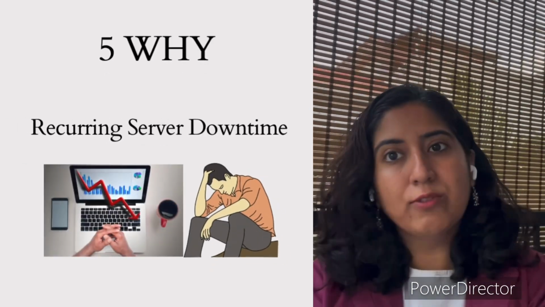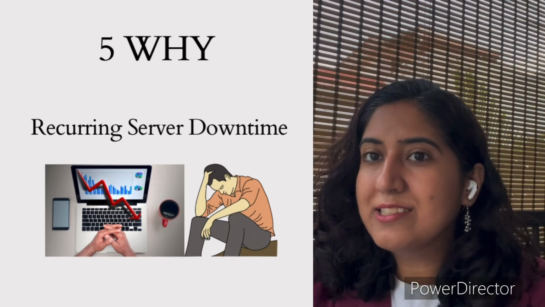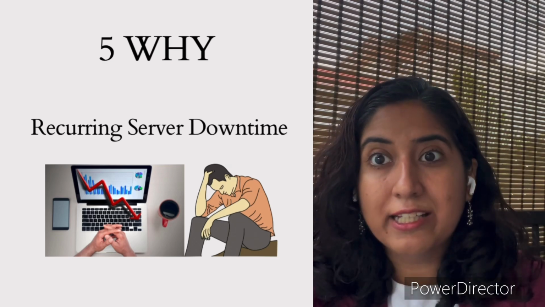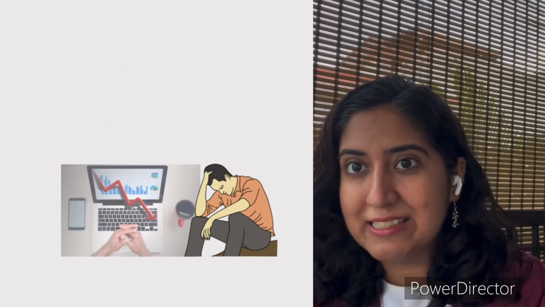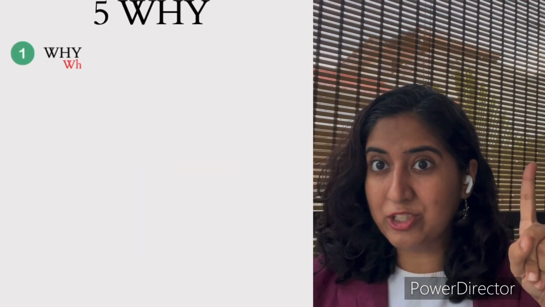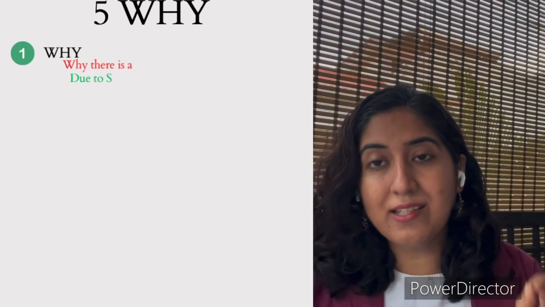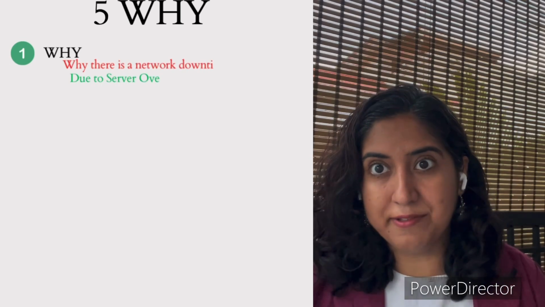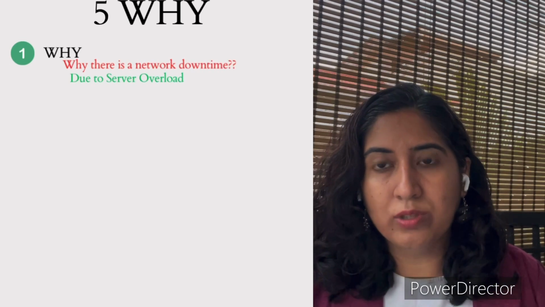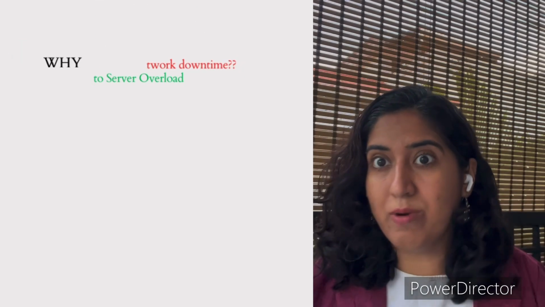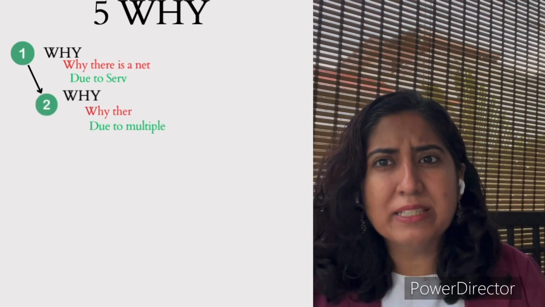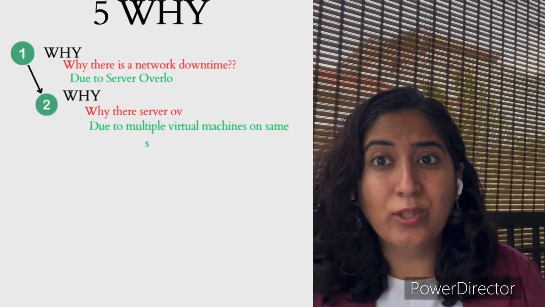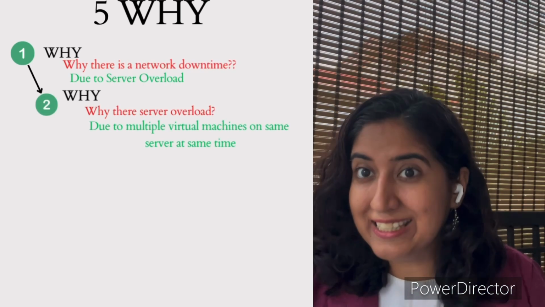Let's say you're working for an IT department and there is a server downtime which happens on a recurring basis, and you have been asked to do a root cause analysis. You will write down the first question as why there is a network downtime recurrence. Could be due to server overload. Then you ask the second why. Why is there a server overload? Due to multiple virtual machines running on the same server at the same time.